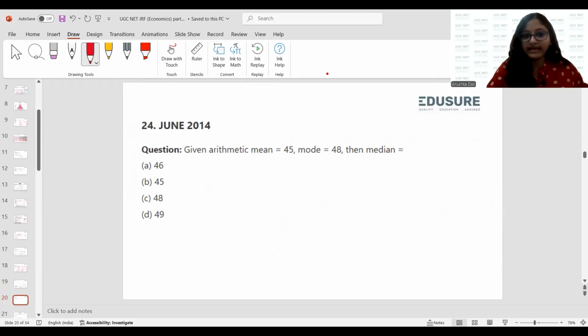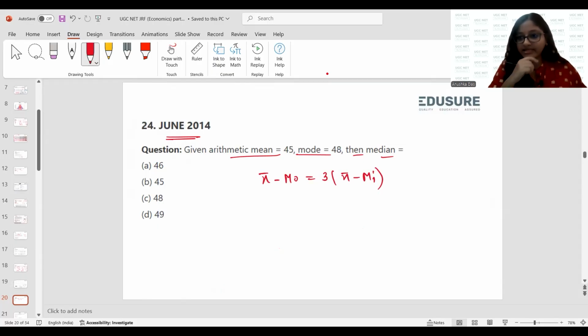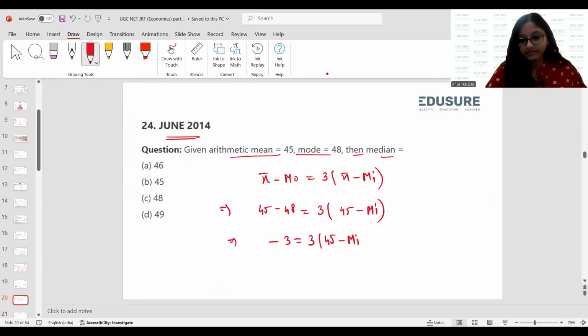Now let's move to the next question. This is June 2014. The arithmetic mean and the mode are given to you. You have to find out the median. So this question is asking you the empirical relationship among mean, median, and mode. What we know is that mean minus mode equals 3 times mean minus median. This is the empirical relationship among mean, median, mode. Put the values and solve for the value of median. So mean is 45, mode is 48, median is what we need to find out. So this 3 is gone.